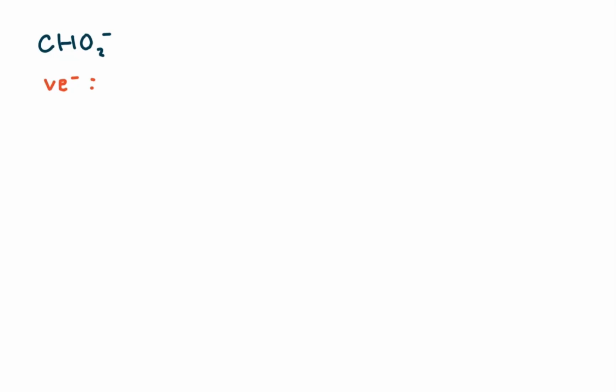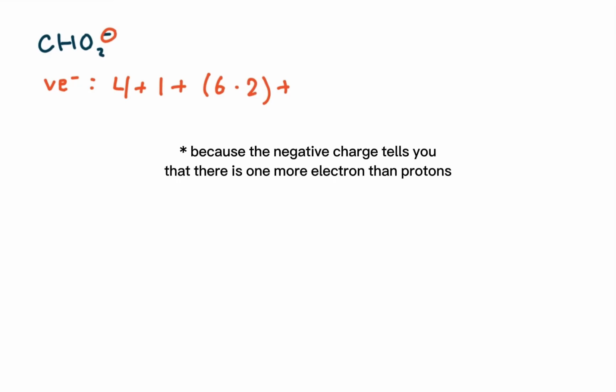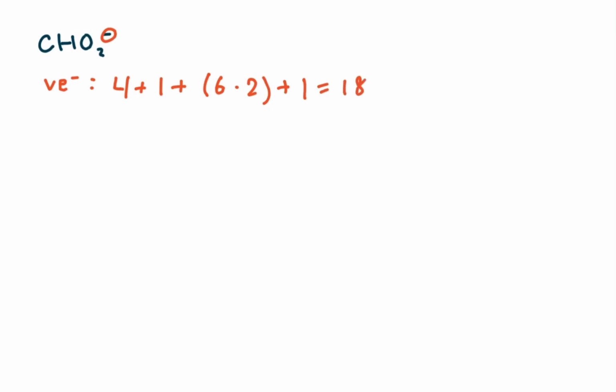supposed to look like. So carbon has 4 valence electrons, hydrogen has 1, and there's 2 oxygens, so 6 each times 2 oxygen atoms. And then this negative sign means that there's 1 extra electron. So in total we have 18 valence electrons.